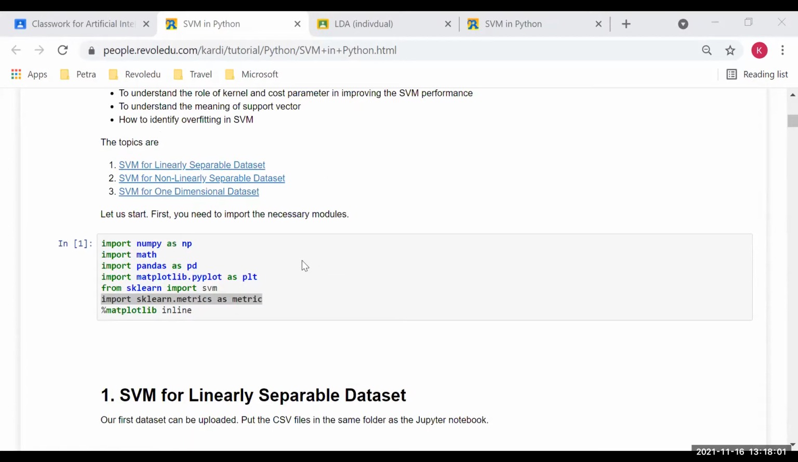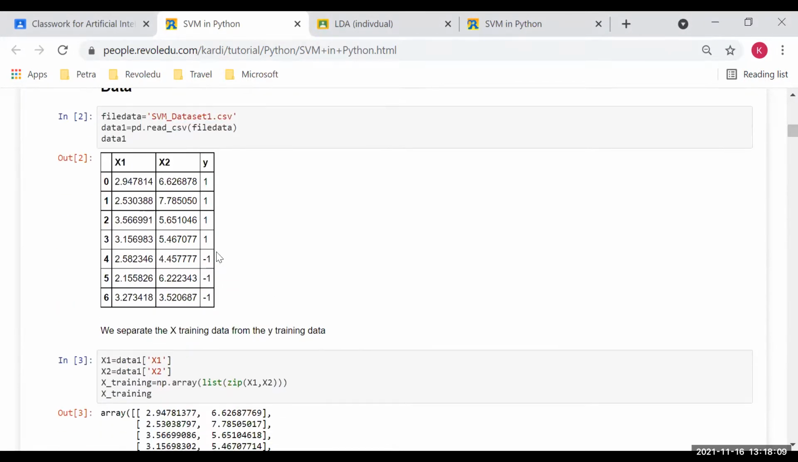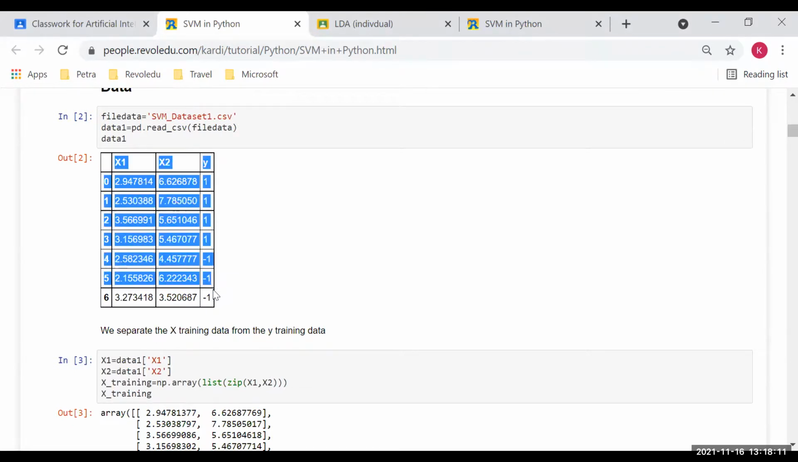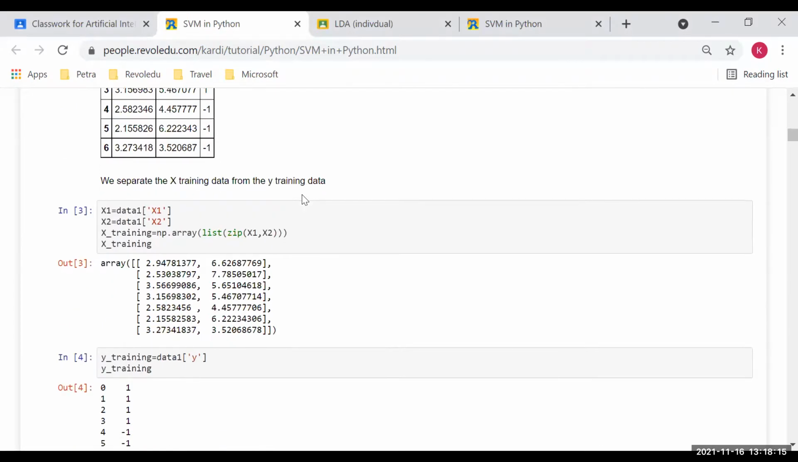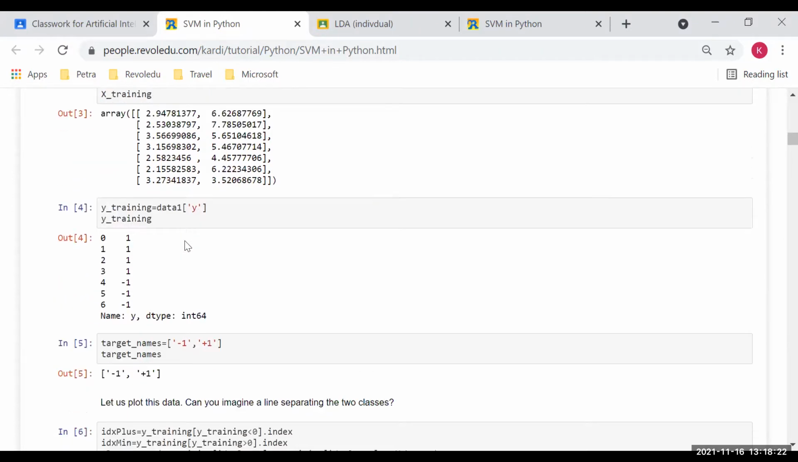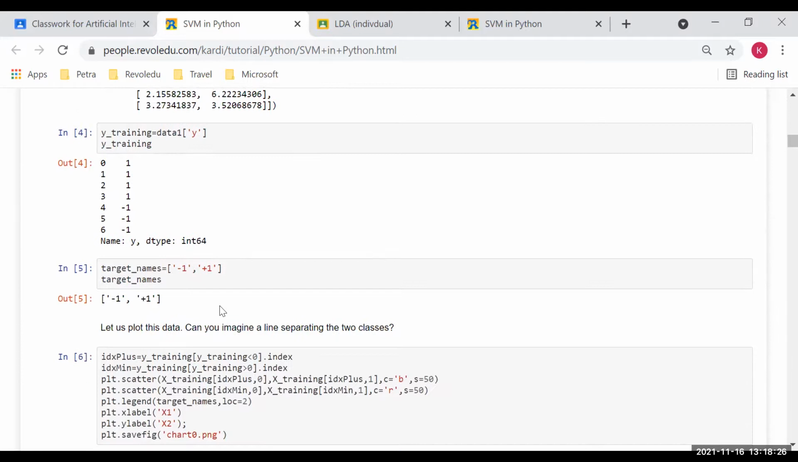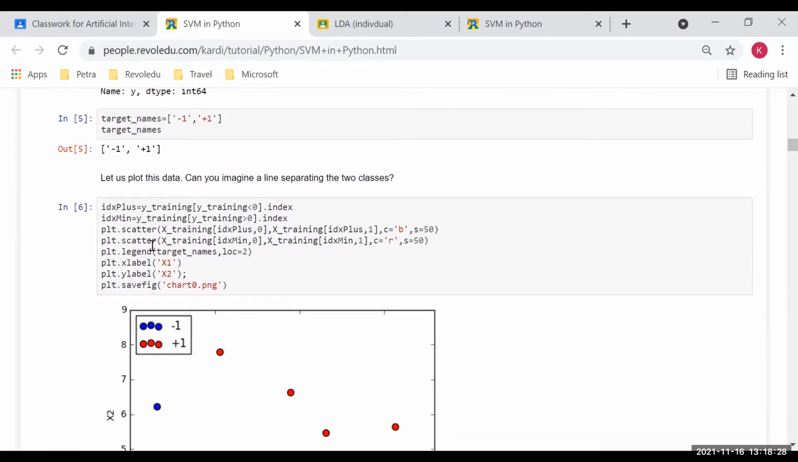Right? So this is the sklearn that you will import. You just import SVM, and then this is the metrics. So this is the data. You can type or you can create your own. Okay. So I separate the X data and the Y you see here. Okay. All you need to do is just copy and paste. Okay. And this is to plot. So PLT here is to plot.